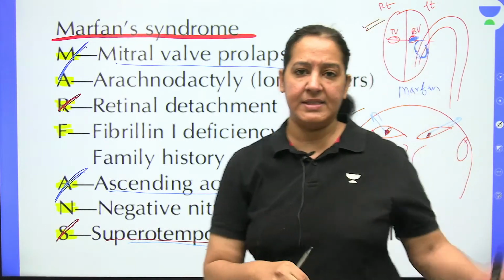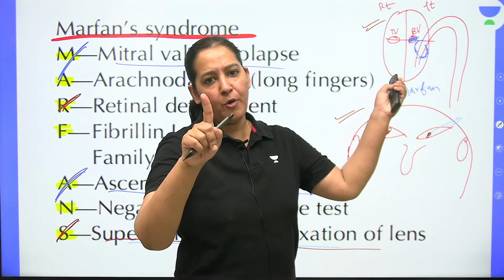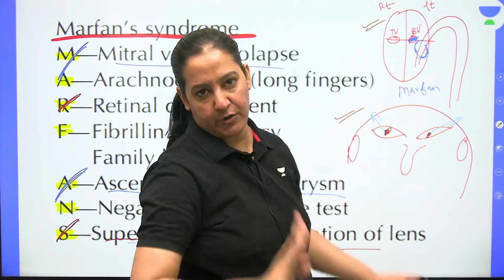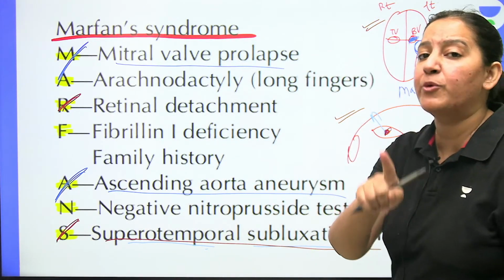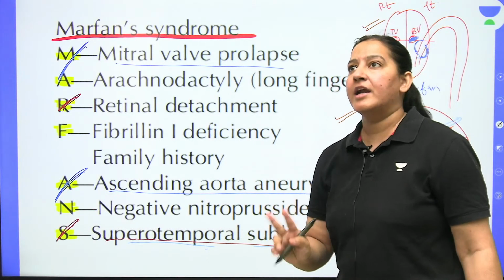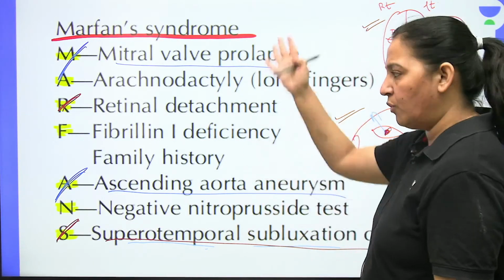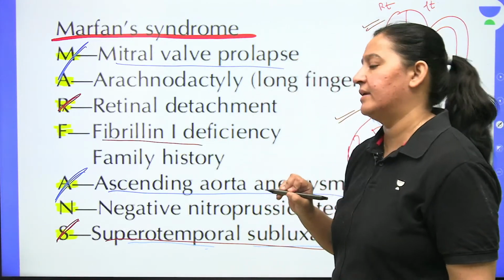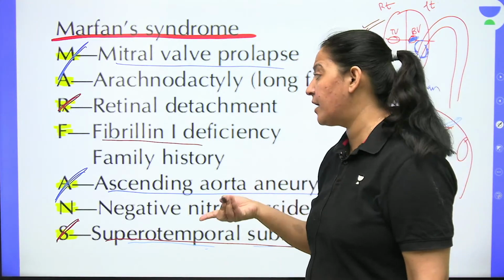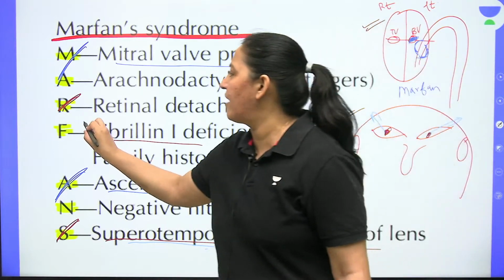What are the 2 things in the heart? See the diagram and tell me. It is mitral valve prolapse. It is ascending aorta aneurysm, right? What are the 2 things in the eye? In the eye, number 1 is superotemporal subluxation of the lens, and number 2 is RD, retinal detachment. So 4 things are done. And tell me the name of the gene which is mutated. It is fibrillin 1, the gene whose mutation causes fibrillin 1 protein deficiency. That leads to Marfan, right?